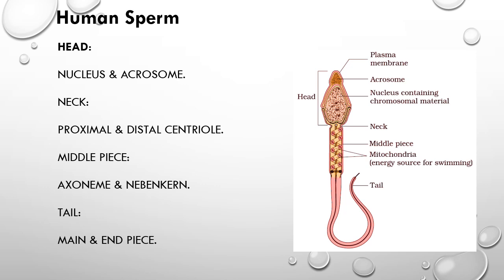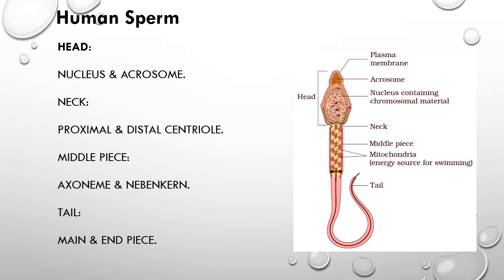As I have told you, the main piece is the region of the tail where the protoplasmic sheet is present, and the end piece is the region in the tail where there is no protoplasmic sheet. So here the human sperm consists of head, middle piece and tail.